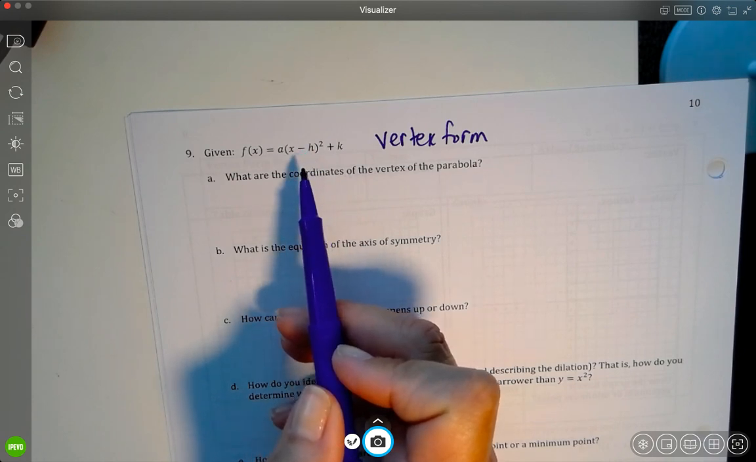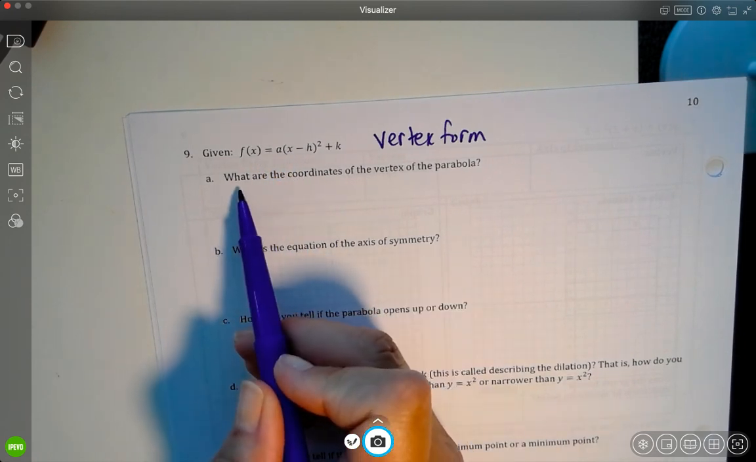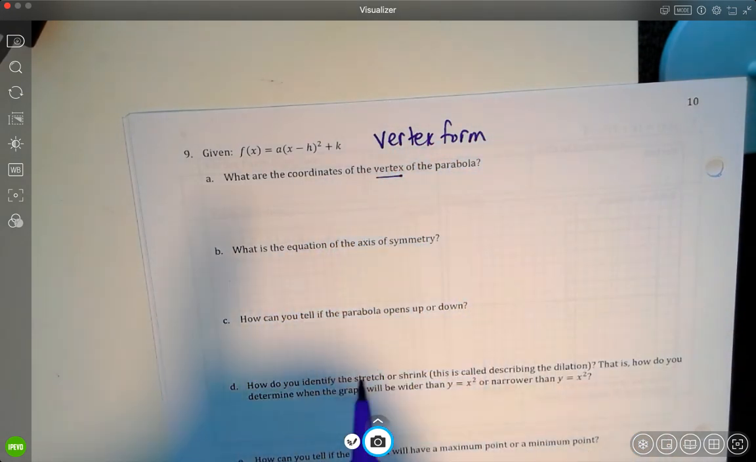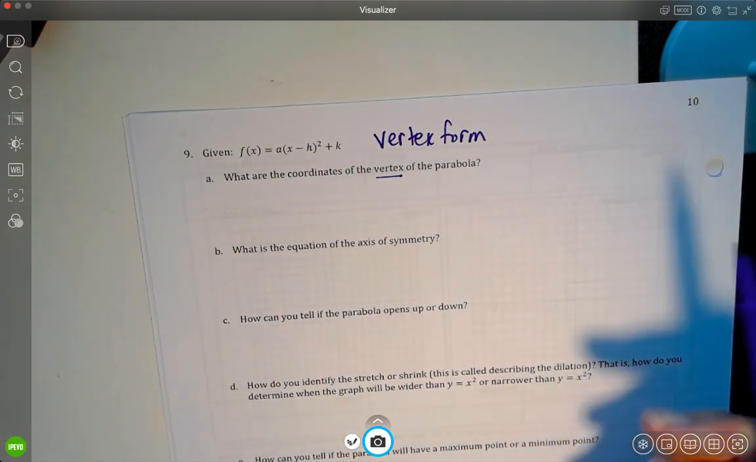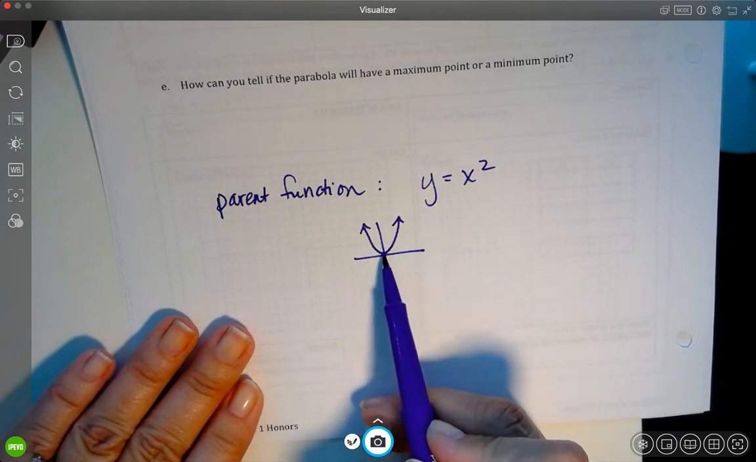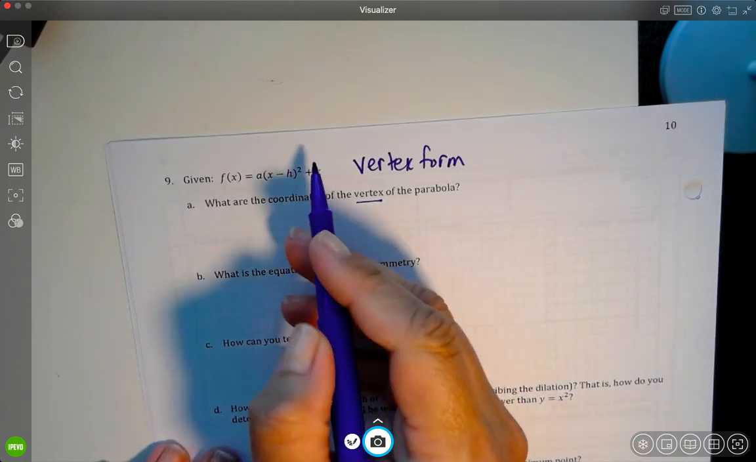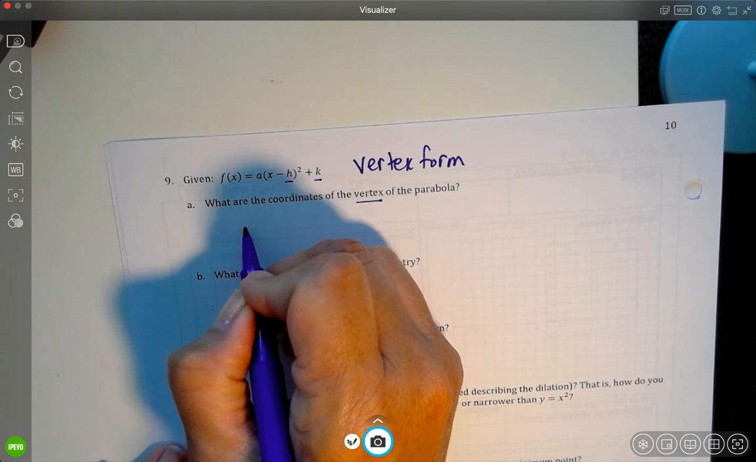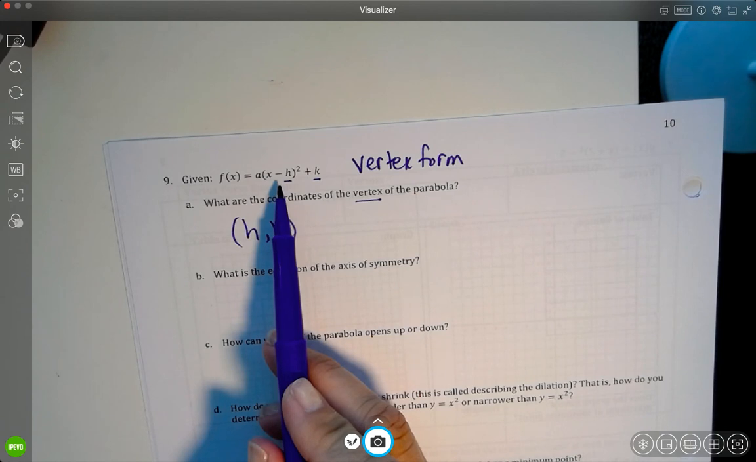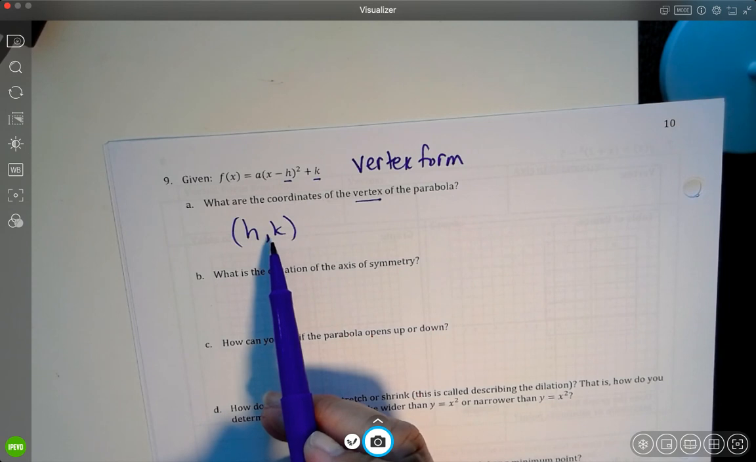So the first question is, what are the coordinates of the vertex of the parabola? So the vertex is where the parabola turns. So you can see that, the parent function actually, the vertex is at 0, 0. Well, how you can tell where the vertex is from vertex form is it's whatever (h, k) is. That's an ordered pair that whatever number is in H's spot is the x value. Whatever number is in the K spot is the y value of the ordered pair, the vertex.